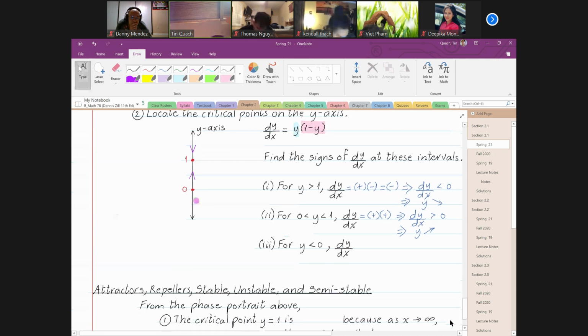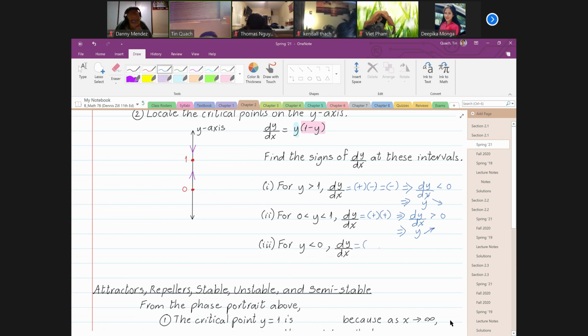Now, how about here? You pick a number here, let's say -1, and you plug it in here, you get negative. You plug it in here, you get positive. So negative times positive implies dy/dx is negative, so that's less than 0. So if the derivative is negative, what does it tell you about y? Decreasing. Okay, so that's what you have.